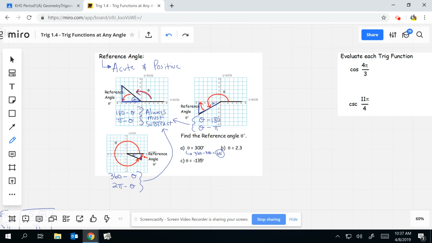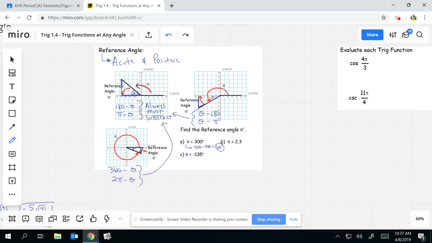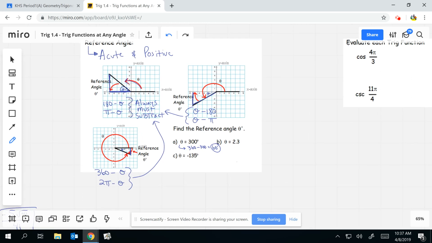So what we want to do is take 180. In this case, we want to use pi. So we're going to take pi and subtract 2.3, but we're going to change pi into 3.14. So 3.14 minus 2.3, you get 0.84.